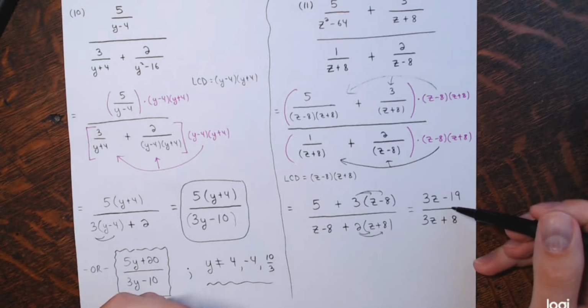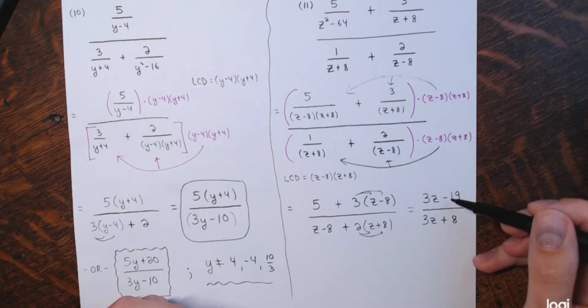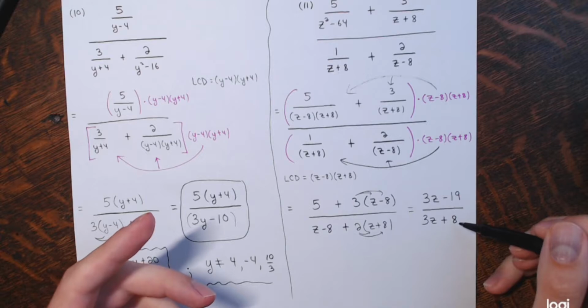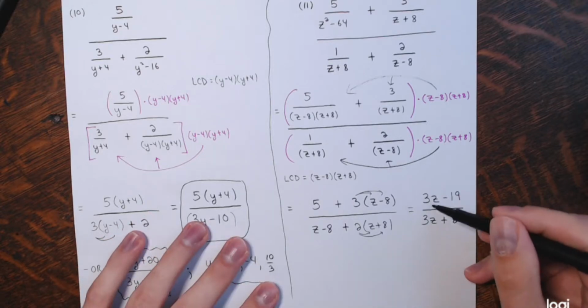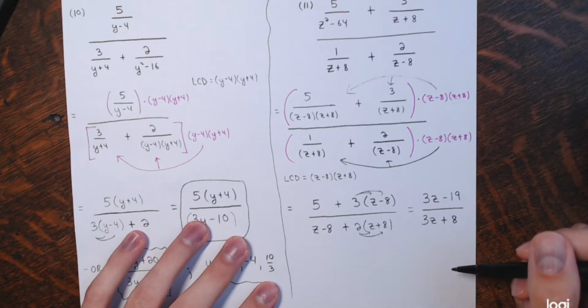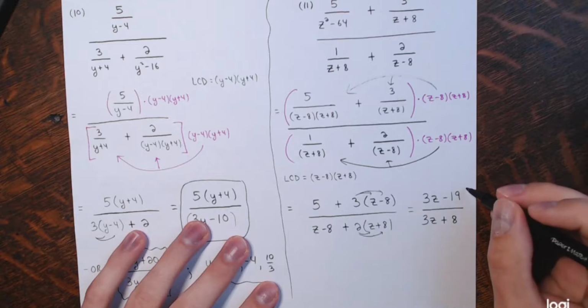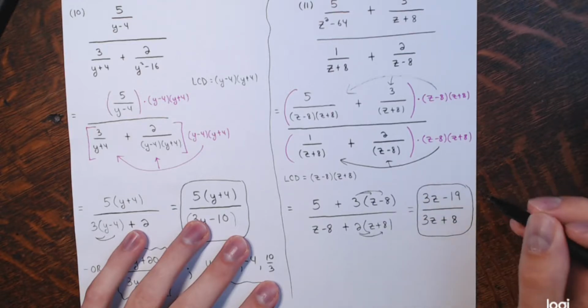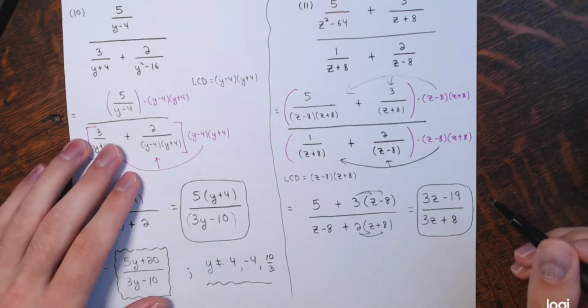I'd like to see if we can simplify this even further, but we can't. The numerator is already totally factored, can't be factored any further. Same thing with the denominator. And don't cancel the 3z's. That'd be bad canceling. You can't cancel terms. You can only cancel factors, parts of products. Right? So this is as simple as it gets. Numerator 3z minus 19, denominator 3z plus 8.